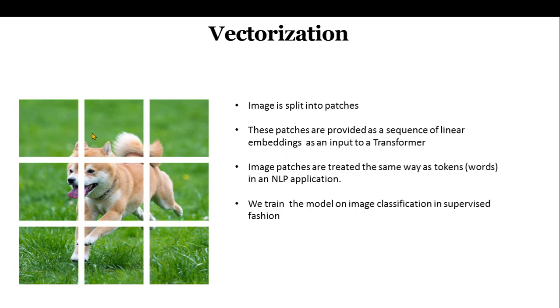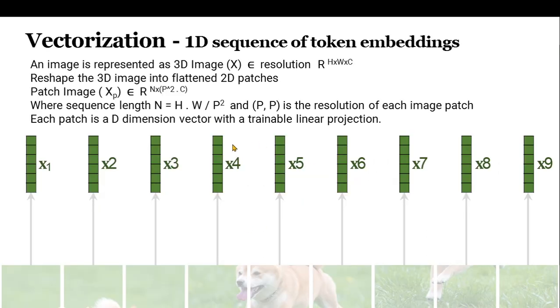Once the image is split into patches, these patches are provided as a sequence of linear embeddings as input to the transformer. Image patches are treated the same way as tokens in an NLP application. And we train the model on image classification in a supervised fashion. So the vectorization of these images is done. This is particularly interesting, how they have done the vectorization of the images.